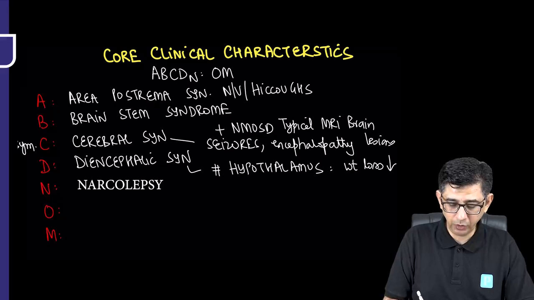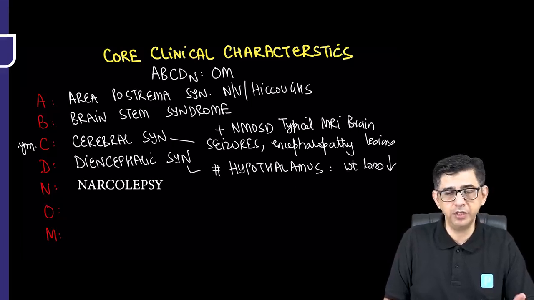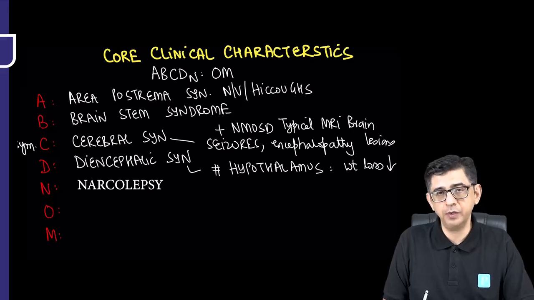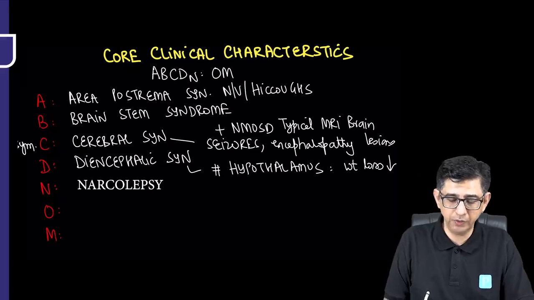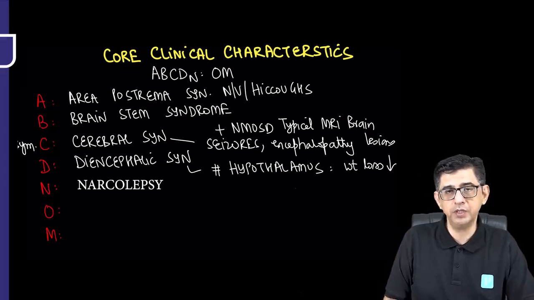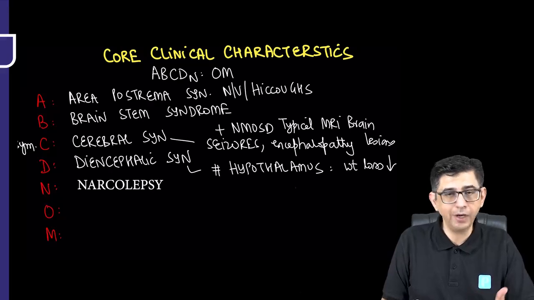Then alphabet N would talk about increased daytime sleepiness, that's gonna be narcolepsy. Now we have to obviously differentiate narcolepsy from obstructive sleep apnea, so I've discussed that in the respiratory system where I've talked about polysomnography, but this would be increased daytime sleepiness again because of the involvement of the reticular activating system that keeps us alert and awake.